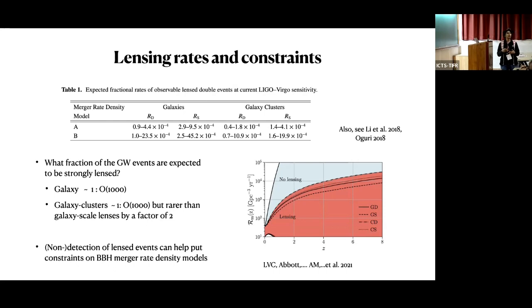But one should also remember there are always these observational biases: if there is some extremely magnified event, then it is easier for us to detect it. And there is a good chance that we might see such an extreme event in the next observing run as well. I also want to quickly mention that once we find these lensed events, we can turn the problem around and constrain the merger rate density models, because these models sensitively depend on the number of lensed events we expect to see. At the moment, we have put constraints on the basis of non-detection of lensing events. But in the future, we'll be able to get better constraints once we start to see some lensed events.